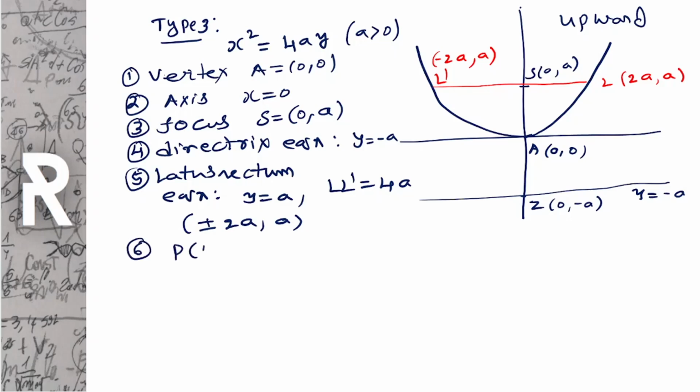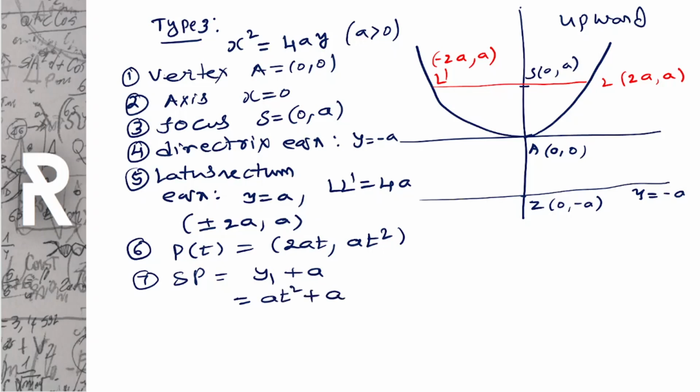Parametric point P(t): x coordinate and y coordinate interchanged, (2at, at square). Focal distance here is y1 plus a. P(x1, y1) any point on it, its focal distance is at square plus a. Now the parabola rotated about the vertex, standard equation rotated at 270 degrees, is its reflection with respect to the x-axis. That is type 4.